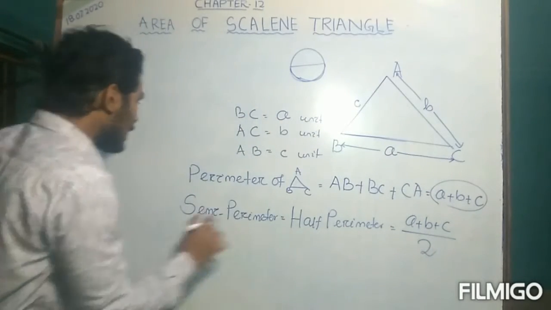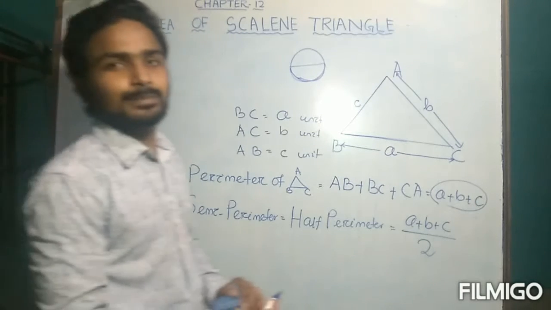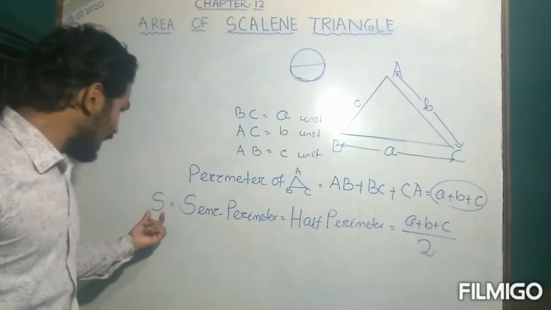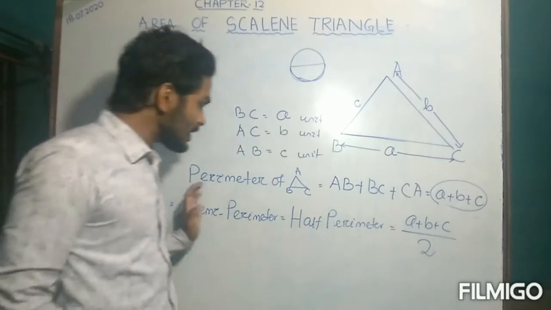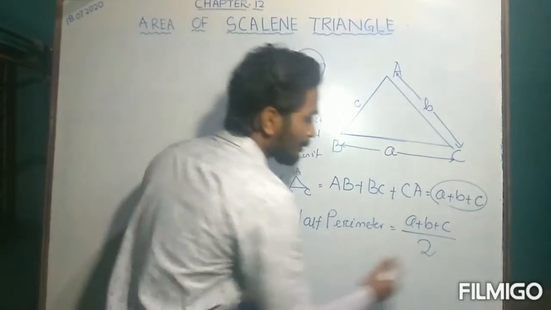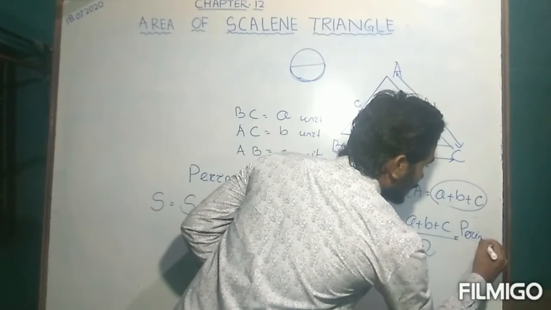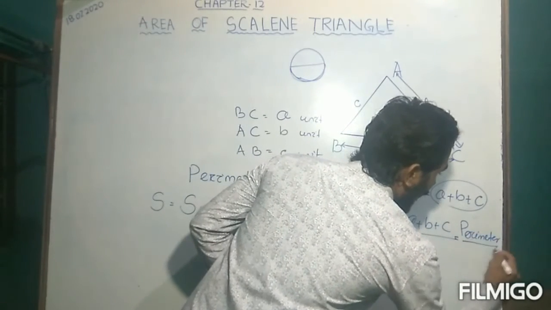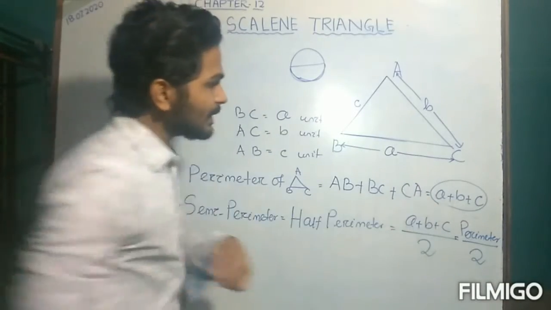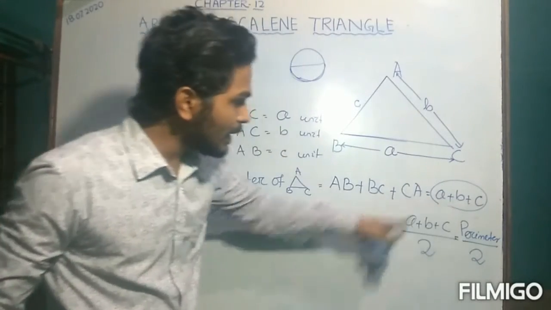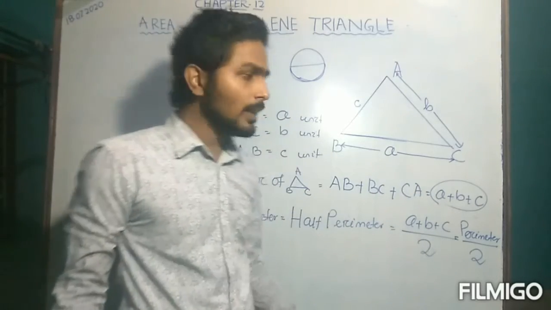Clear? And this semi-perimeter is abbreviated as S. This S comes from the word semi-perimeter. So S means a plus b plus c, that is the perimeter, divided by 2. If in this case the perimeter is 30, then what is S, the semi-perimeter? 30 divided by 2, that is 15.